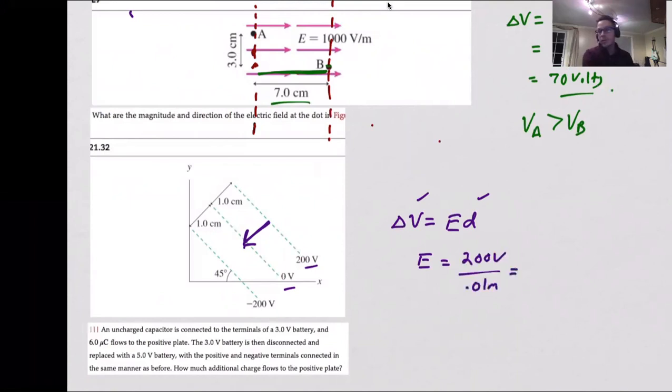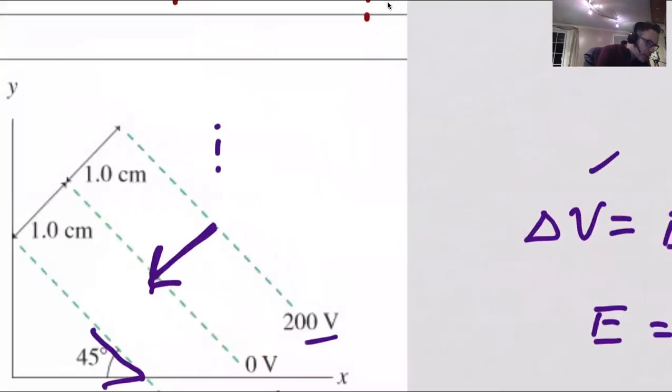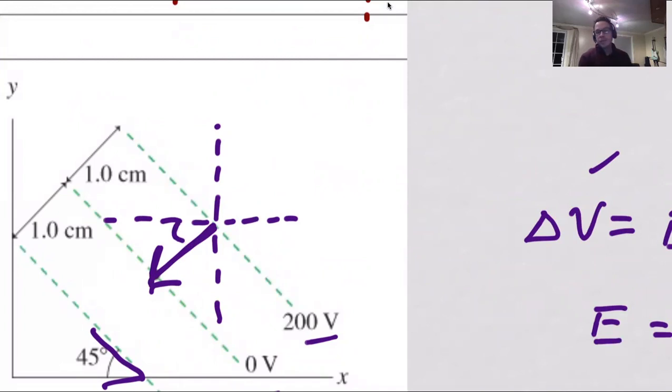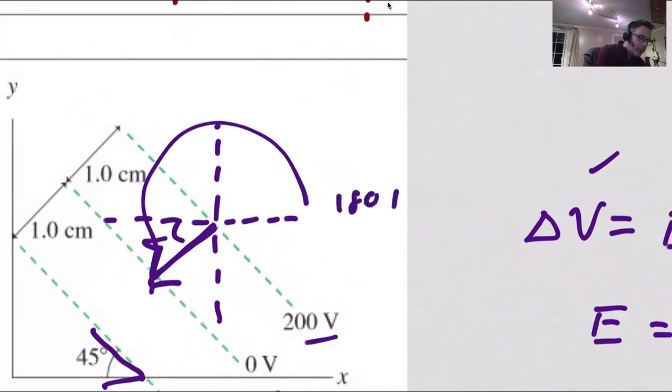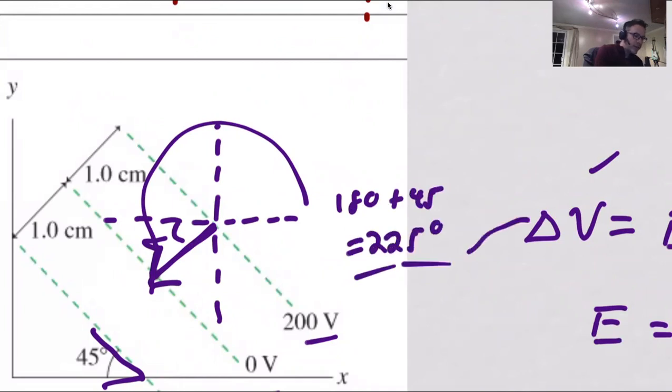We have to convert that to meters, and this is going to be 20,000 volts per meter. That is the magnitude of that field. The direction is already shown on the figure, and that's why this angle of 45 degrees comes in here, because if we zoom in and put this on the coordinate plane, then we see that that angle of 45 has to be right there. And if that angle is 45, then our typical measurement of angle starts from 0 and goes clockwise, which would be a 180 plus 45, which is an angle of 225 degrees.